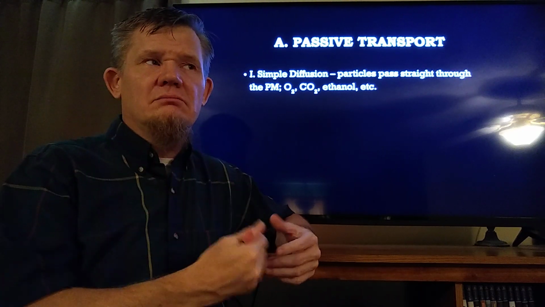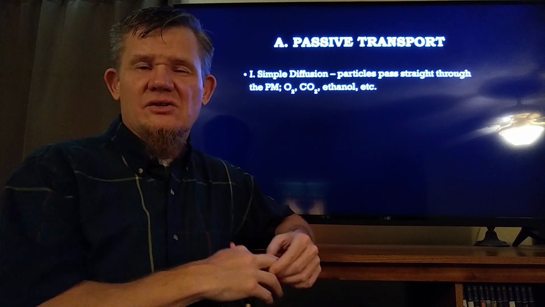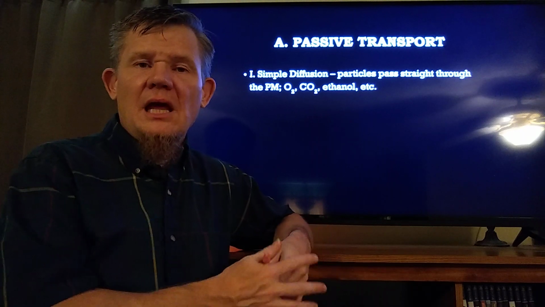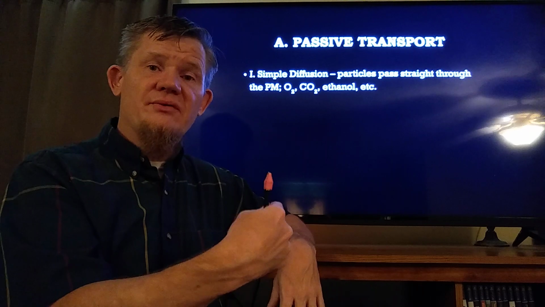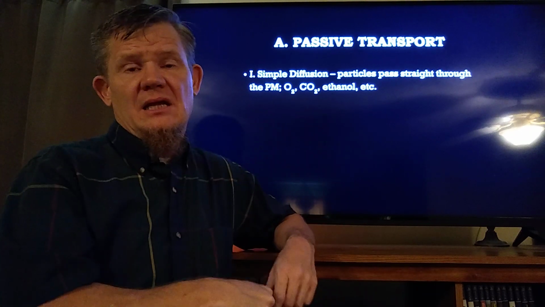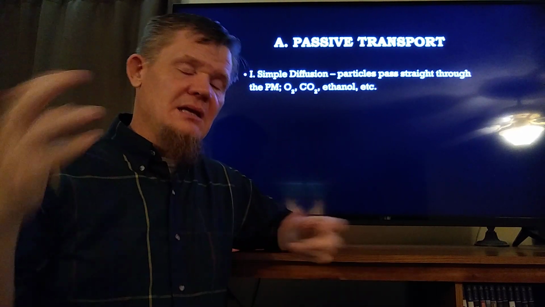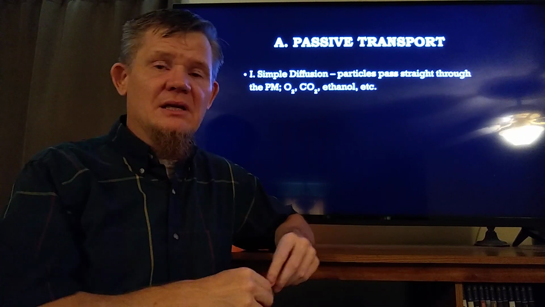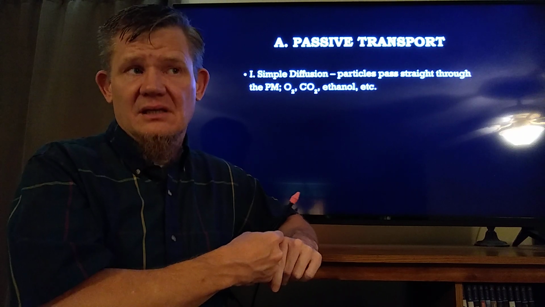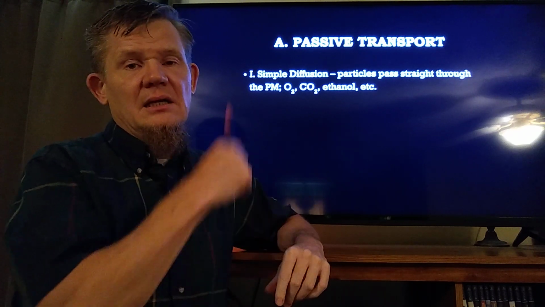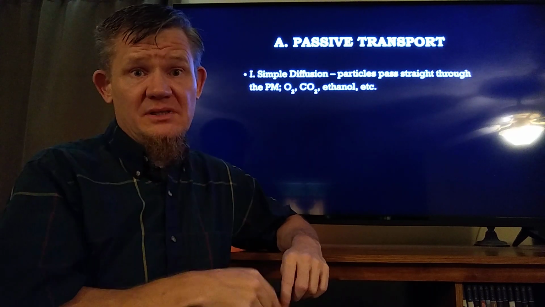Imagine sort of like the cell is a screen tent, and what can go straight through the screen tent? Water can go straight through, air can go straight through. That's what we're saying. So this screen tent is my plasma membrane, my cell membrane, and what can go straight through would be oxygen, carbon dioxide, as in like the stuff in air, and then alcohol, ethanol specifically, can go straight through.